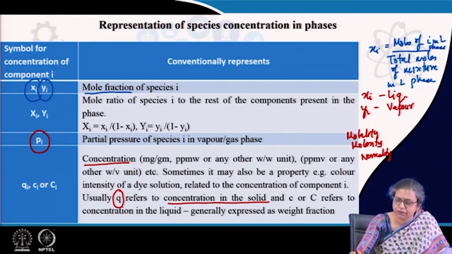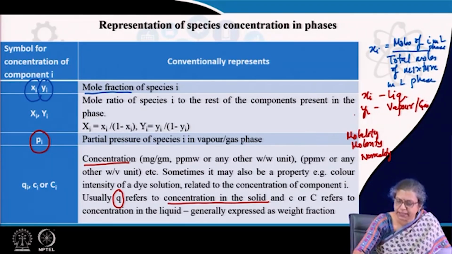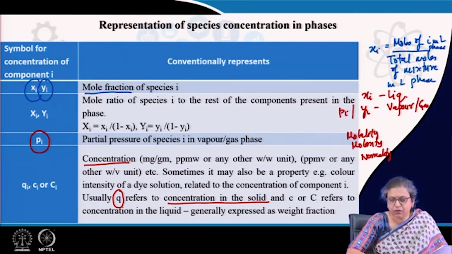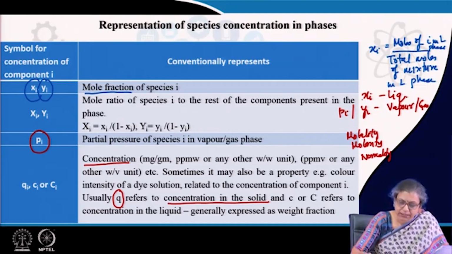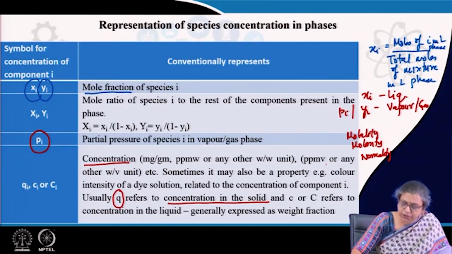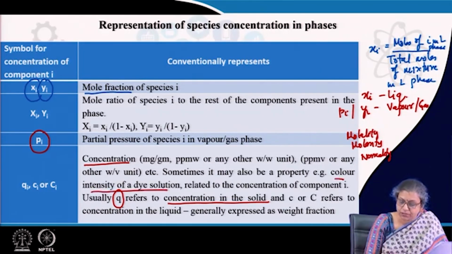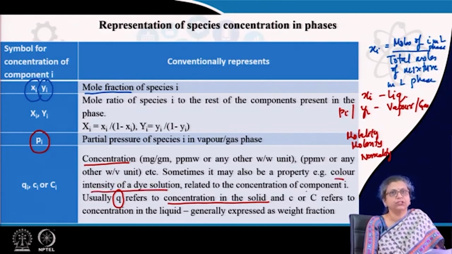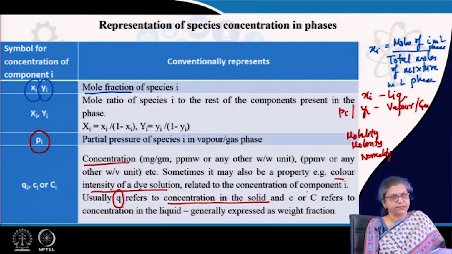Usually in the vapor or the gas phase, as we will be discussing later, rather than Yi, it is often convenient to express it in terms of the partial pressure. And in the liquid phase, rather than a mole fraction, we often use any particular concentration unit. It can also be, for example, the color intensity of a dye solution, which is related to the concentration. It can be a measure of absorbance or conductance, etc.